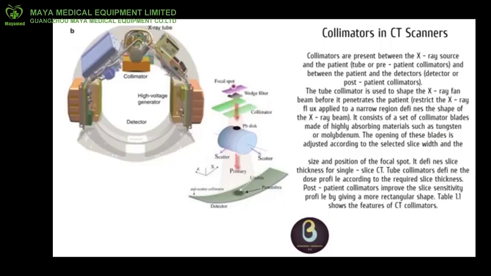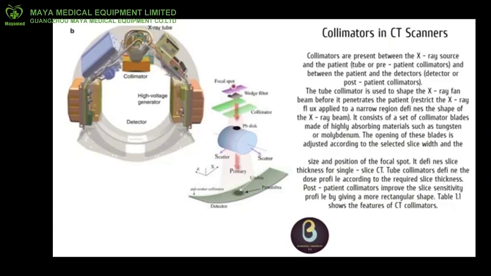The seventh component is collimators. Collimation restricts the X-ray beam to a specific area. As a result, it helps reduce scatter radiation. This scatter radiation reduces image quality and increases the radiation dose to the patient. Reducing the scatter radiation improves contrast resolution and decreases patient dose.